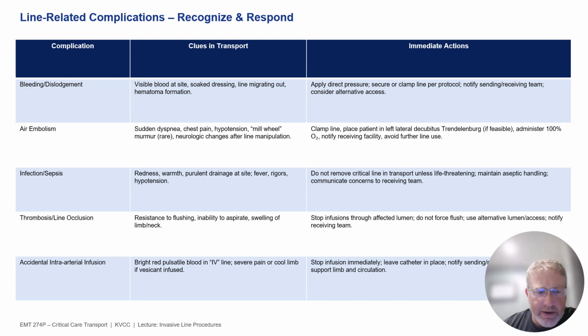And so the bottom left, an accidental intra-arterial infusion. At that point, you'll get a bright red pulsatile blood where there shouldn't be. That means stop the infusion immediately. Leave the catheter in place and call for help. Those are emergent situations that require expertise to mitigate.